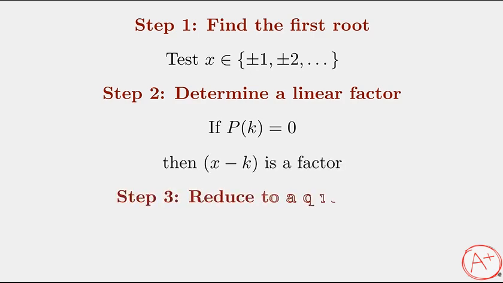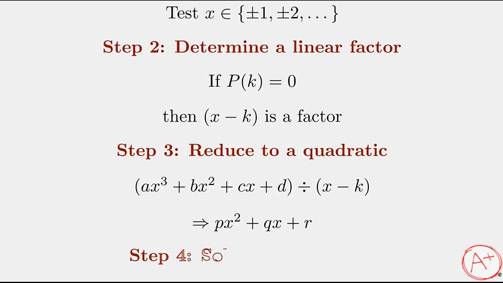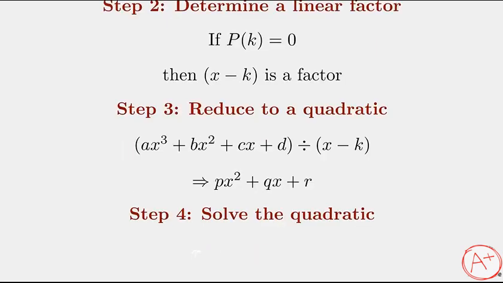Next, we divide the cubic polynomial by this linear factor using algebraic long division. This leaves us with a quadratic quotient. Finally, we solve that quadratic either by factorizing it or by using the quadratic formula. This gives us the remaining two roots.